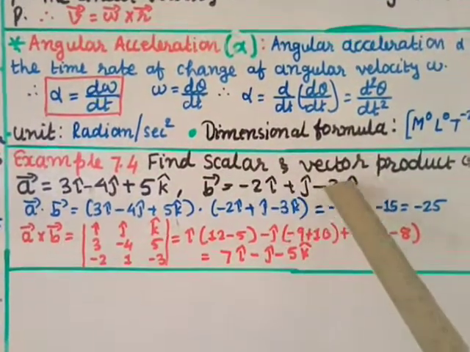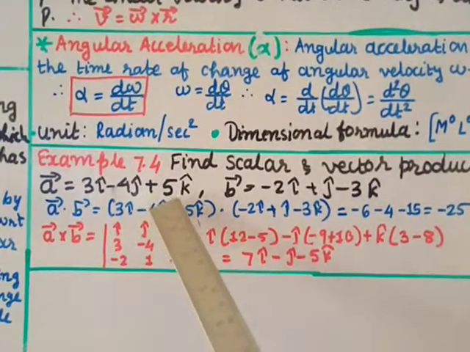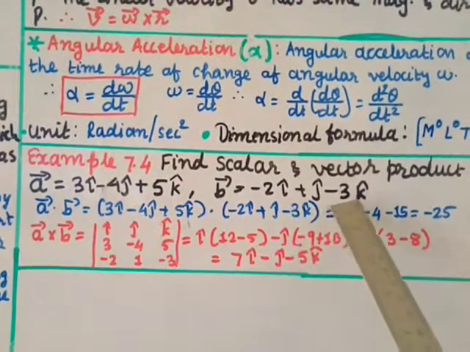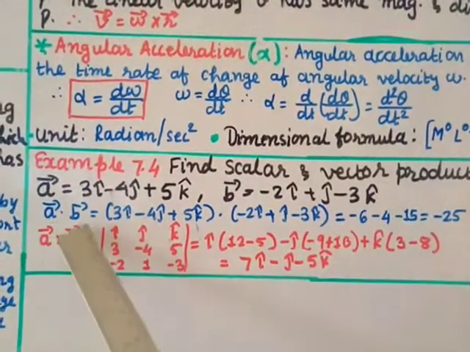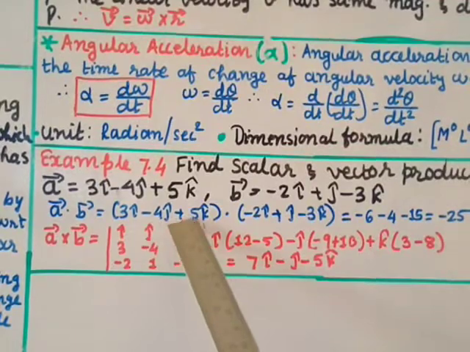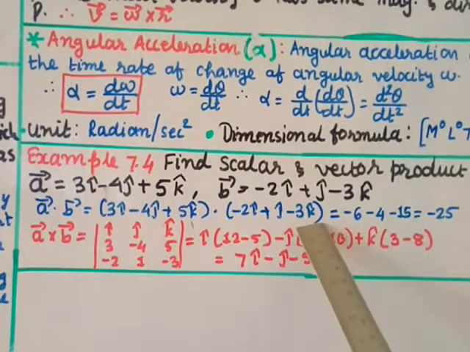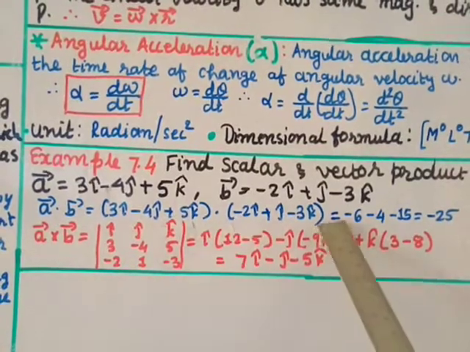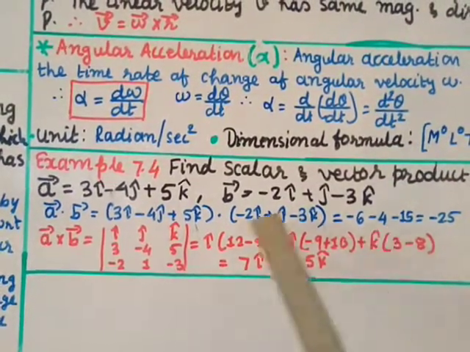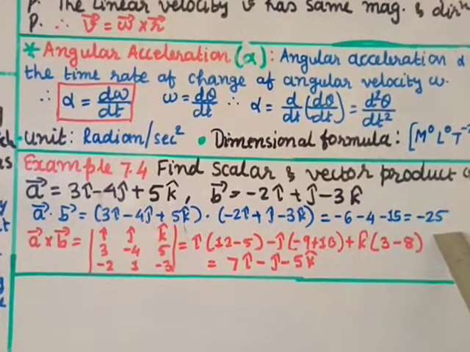Next we have example 7.4. Find the scalar and vector product of vector A equal to 3i cap minus 4j cap plus 5k cap and B equal to minus 2i cap plus j cap minus 3k cap. So A dot B is given by the dot product: 3i minus 4j plus 5k dot minus 2i plus j minus 3k. 3 into minus 2 gives minus 6. Minus 4 into plus 1 gives minus 4. 5 into minus 3 gives minus 15. The sum total is minus 25.